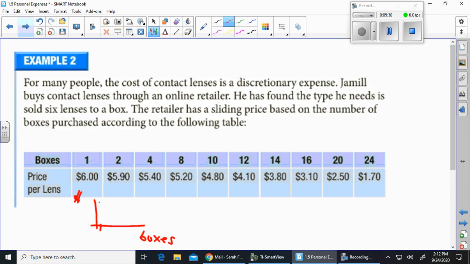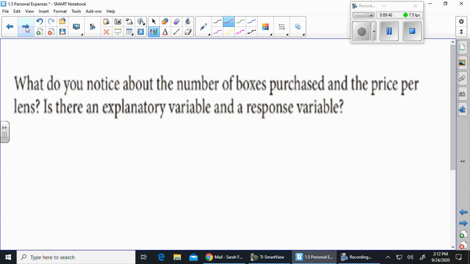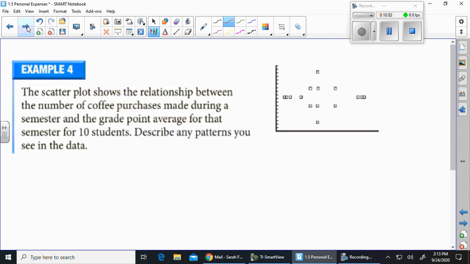So if you thought of this as boxes, this as price: 1 box, it's up here at 6. 2 boxes, it's lower. 4 boxes, which you would have to go by equal intervals. But your price is dropping. So you could answer questions. What do you notice about the number of boxes purchased and the price per lens? The more boxes I purchase, the price is lower. The explanatory variable and the response variable, don't really worry about that.